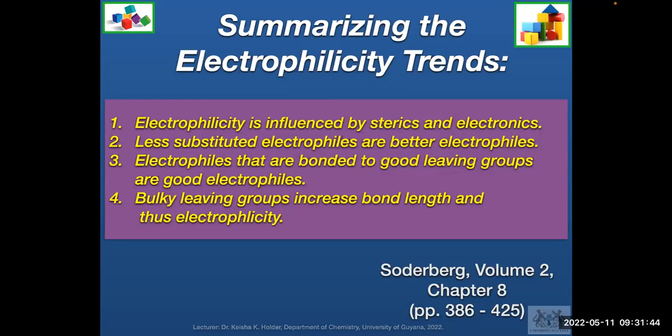Bulky leaving groups increase bond length and thus electrophilicity. So, as we had also said, the larger the leaving group, the longer the bond length. The longer the bond length, the weaker the bond. The weaker the bond, the easier it is to break. The easier it is to break, the better the electrophile. All right?